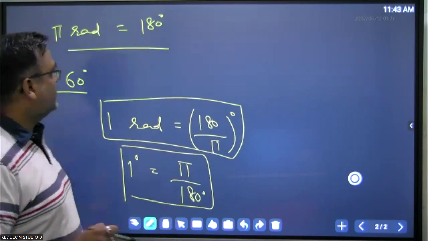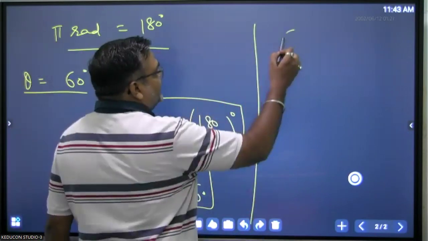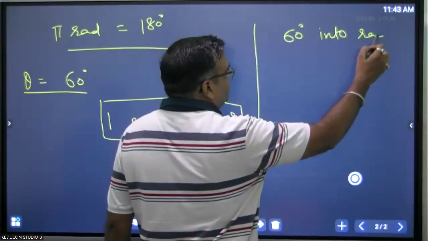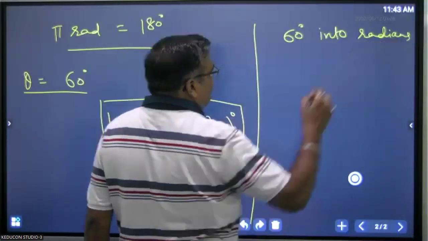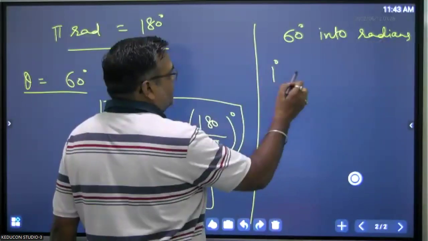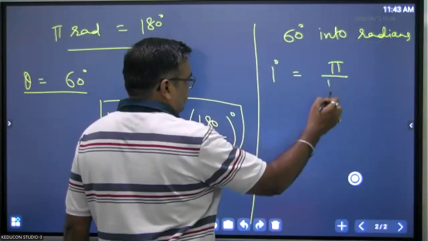Now, for example, if you have to convert 60 degree into radians, as we know 1 degree is equal to pi by 180.